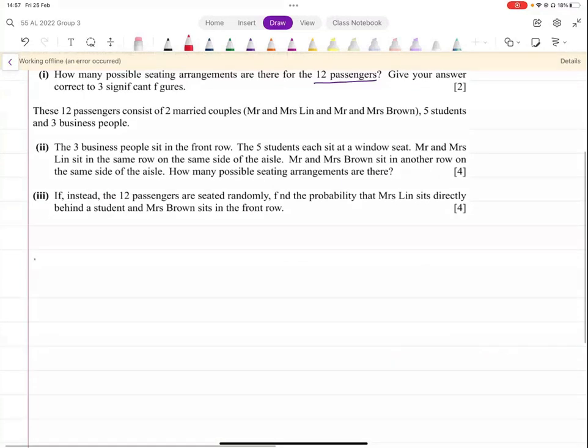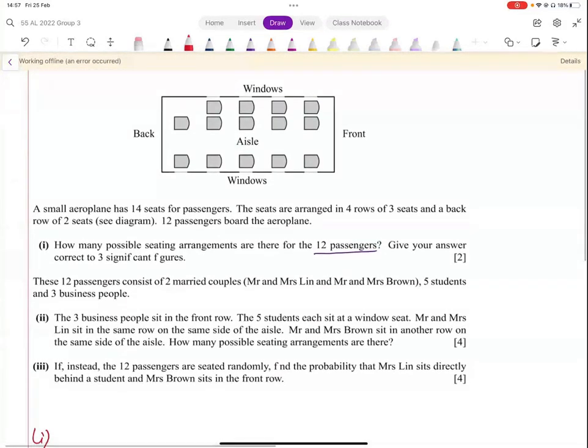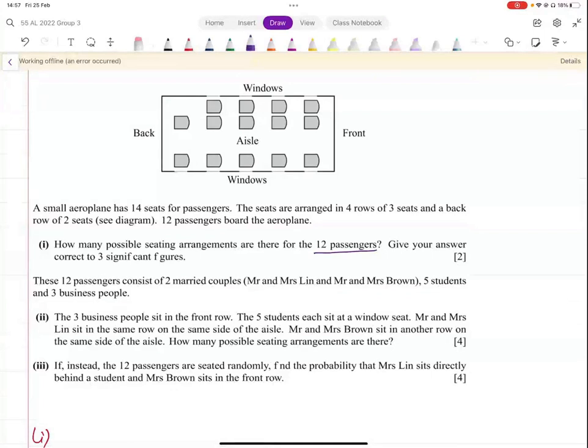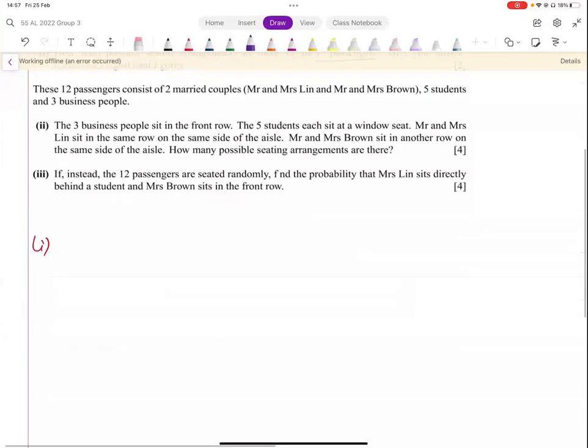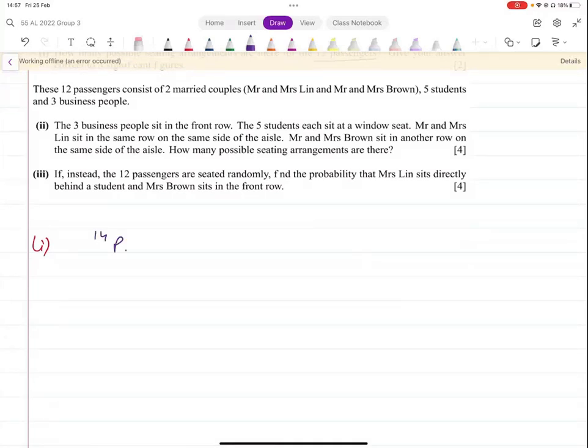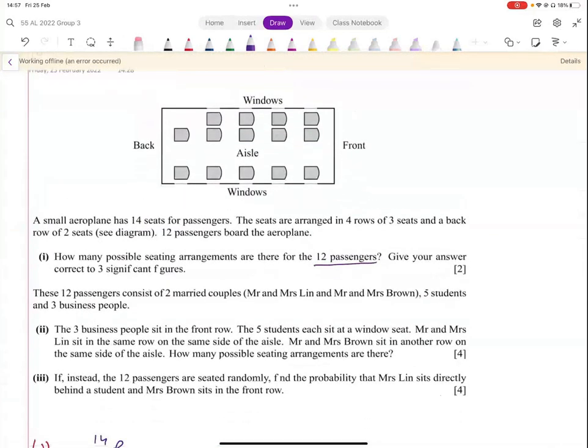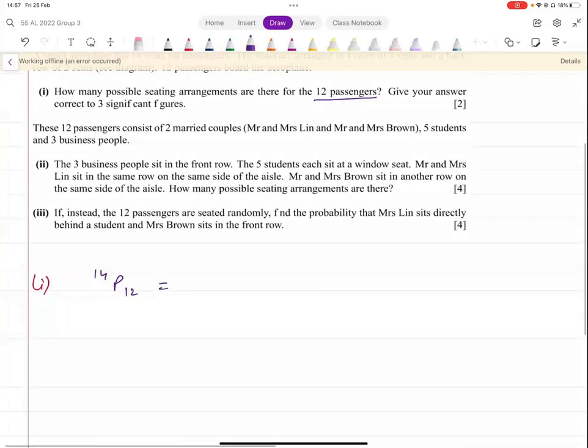Achha, now the first part is relatively straightforward. There are 14 seats. And how many passengers do we have? We've got 12. If there are no restrictions, you could just do 14P12. Right? 14 aapke paas places hai. You want to arrange 12 objects. In this case, you've got people, 12 people in those 14 places. That's just 14P12. You will evaluate this and see what you get from this. Ye 14P12 kya hota hai? What do we get? 4.356 × 10¹⁰.